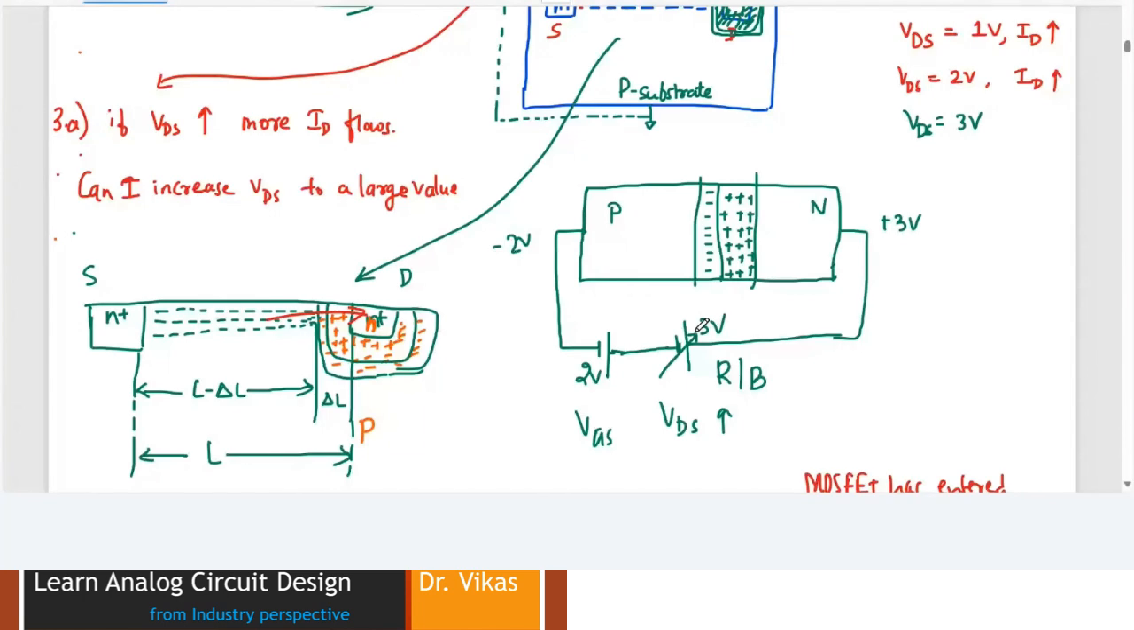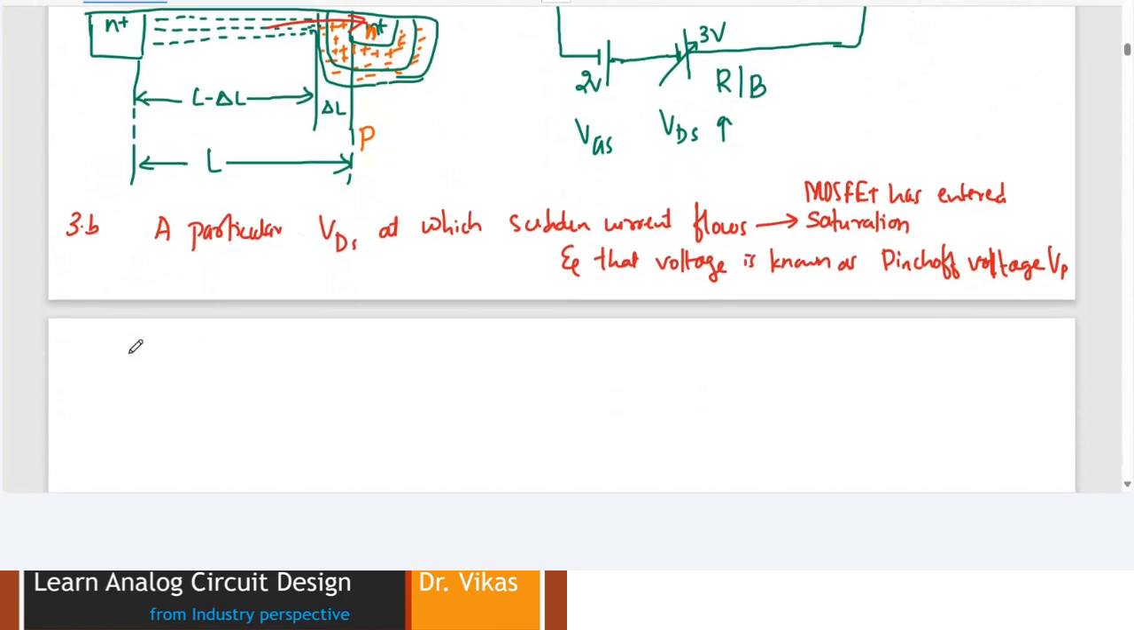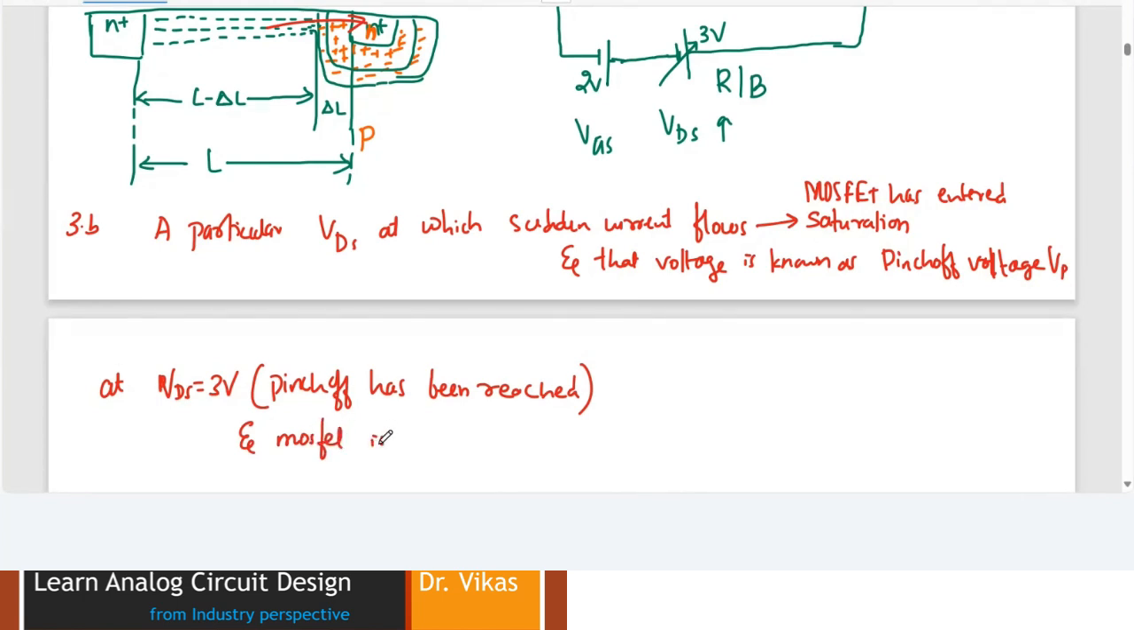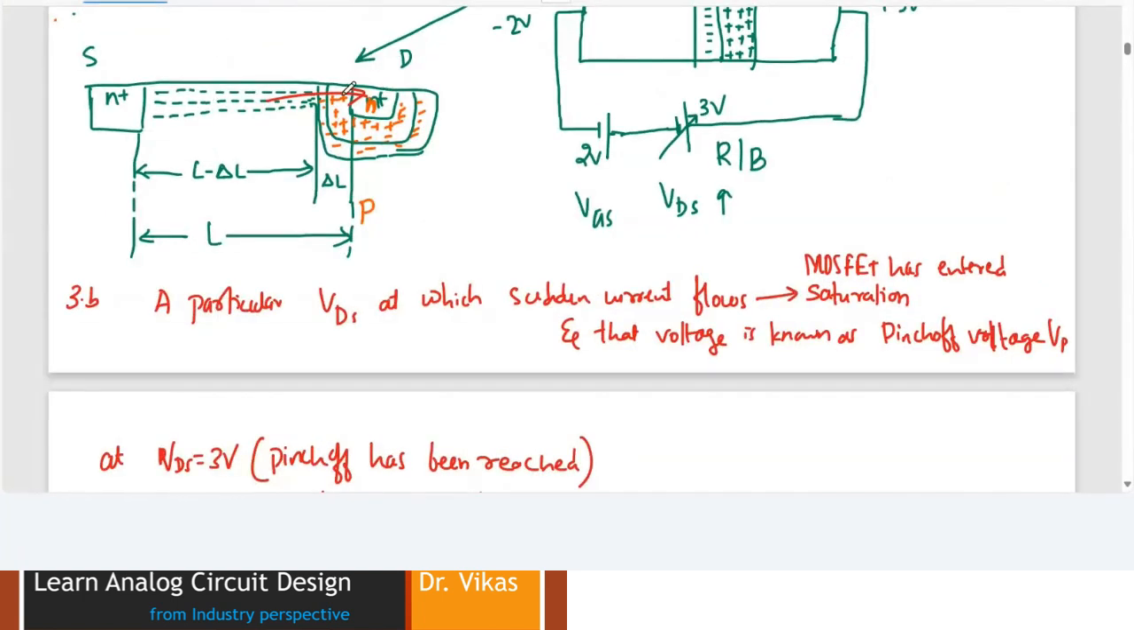If I increase further, the pinch off becomes more and more strengthened. So basically, in my scenario, at VDS equal to 3 volt, we say pinch off has been reached and MOSFET is in saturation region. Why we say that the MOSFET is in saturation region? Because basically you can see there is a sudden and continuous and constant current going to flow.